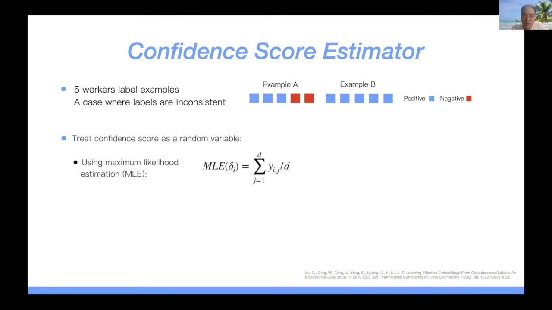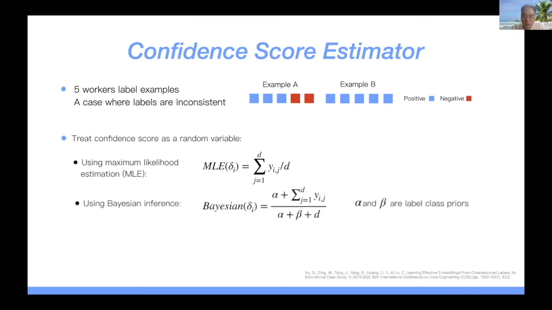However, MLE has limitations, especially when the number of workers is very small. So to better infer the true labels, we can introduce some Bayesian priors into the calculation of this confidence score. Here we can introduce alpha and beta as our label class priors.